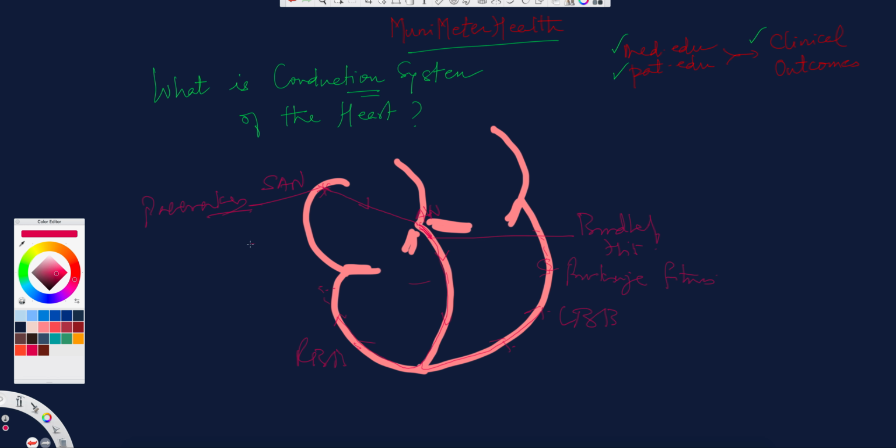This way the top chambers will contract first. Why? Because the impulse arrives in these chambers first. As simple as that. Now as the impulse starts traveling here, these chambers will begin to relax, which means they'll be ready to fill up more. When they contract, they empty out into these bigger chambers called the ventricles. This is your right ventricle and this is your left ventricle, and as the blood is traversing here, the impulse is also traveling here.